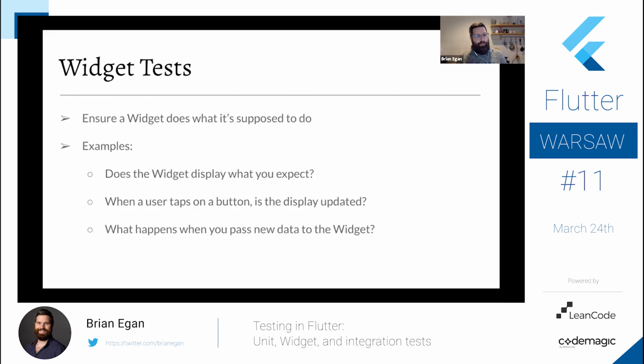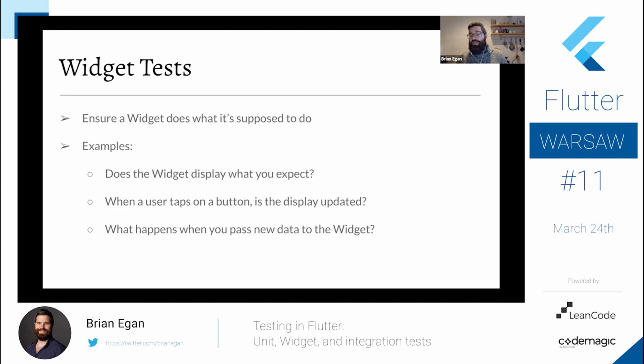Now, when it comes to Flutter, we actually have another type of test as well, and this is called a widget test. This is essentially a unit test for a widget, is the way I think about it. So you're still testing a single class, a single widget usually. Instead of a function returning the right validation logic, you're going to ensure that a widget does what it's supposed to do. So does a widget display what you would expect when you first render it?